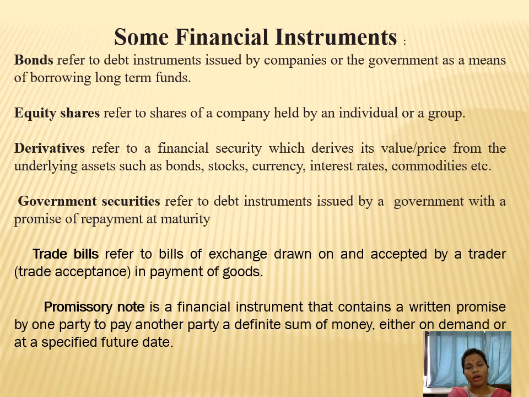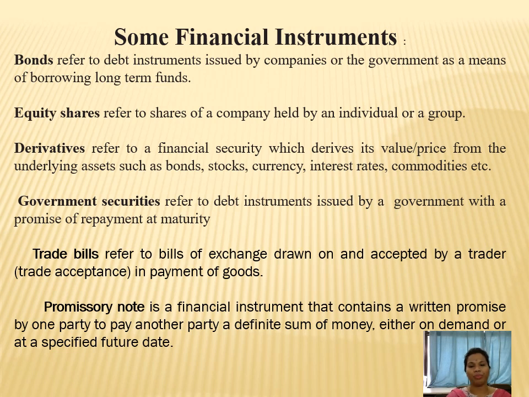What are government securities, students? Government securities refer to an instrument issued by the government with a promise of repaying at maturity. It is issued by the government with the promise that they will pay the money to the public at its maturity. What does maturity mean? Suppose I am depositing money for 1 year. When the 1 year gets completed, that particular day would be the maturity day.